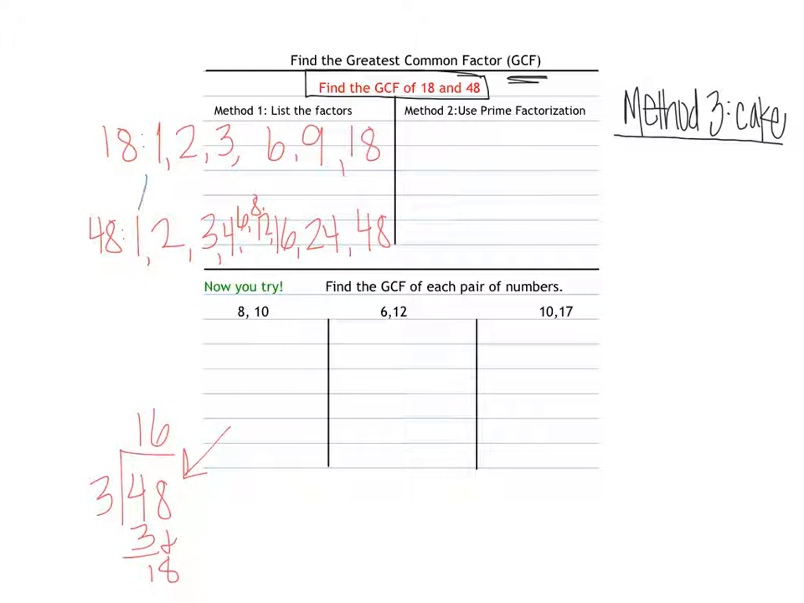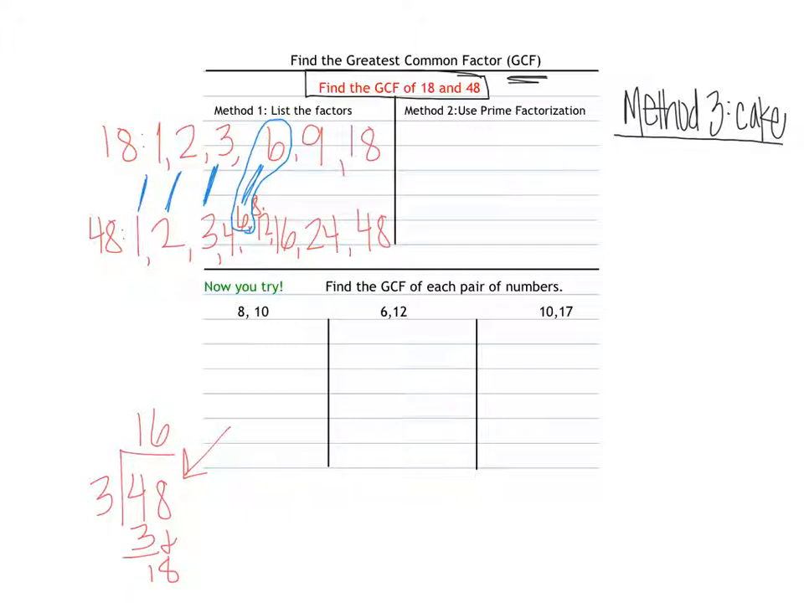Now my next step is to look at all of my factors, and I can see that they have 1s in common, 2s in common, 3s. They each have a 6. They don't have a 9. They don't have an 18 in common, so 6 is going to be my greatest common factor. And then I always check to make sure: can 18 be divided by 6? Yep. 48 can be divided by 6. Yep, that makes sense.